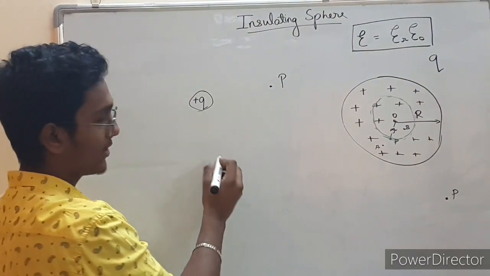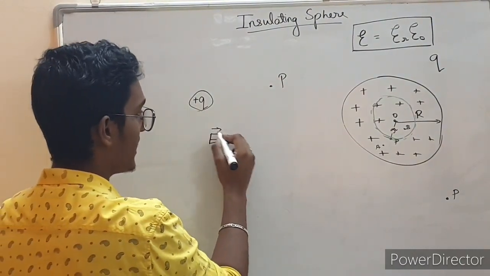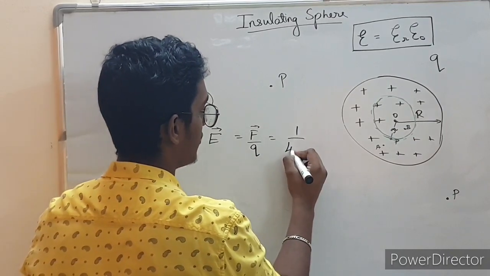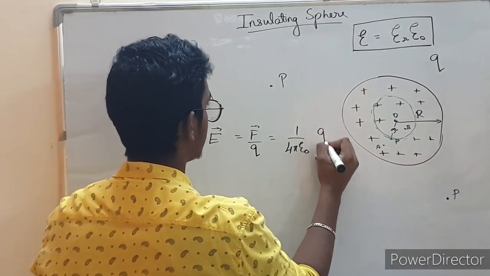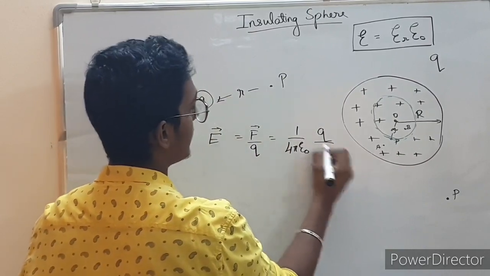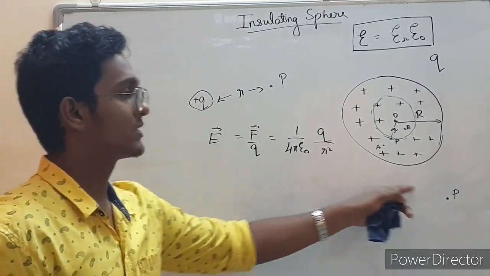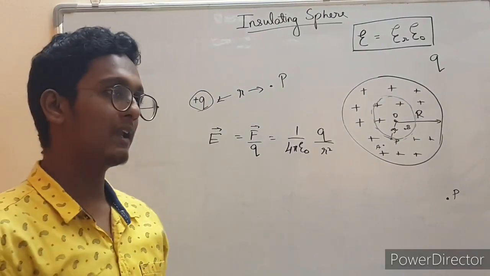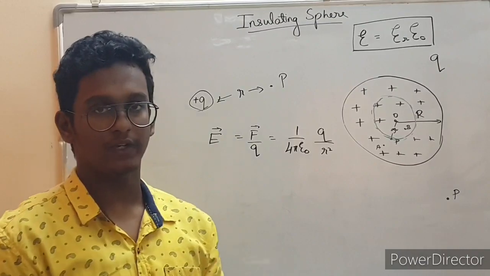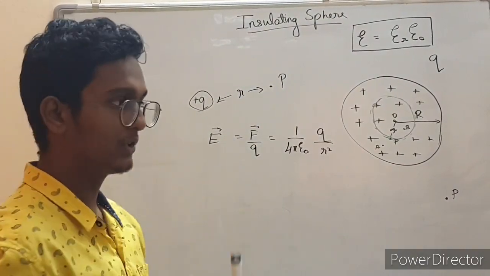And now we know the electric field, which is F by q, the basic formula, which becomes 1 by 4 pi epsilon naught, the charge Q divided by the distance R squared. So this is outside the sphere. Unless the point lies inside along with the sphere, you can treat it as a point charge, as a unit charge.